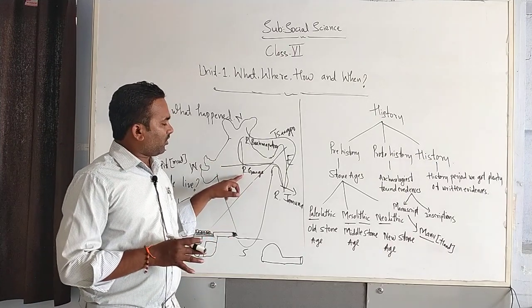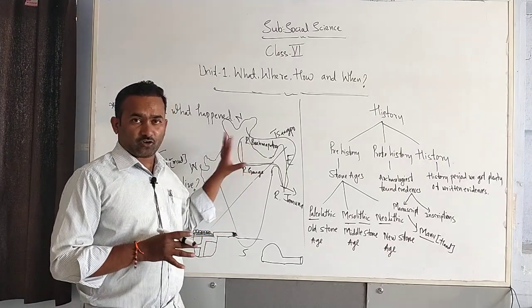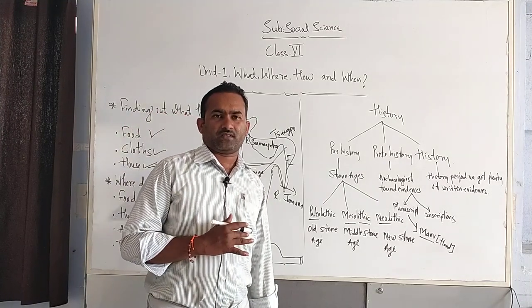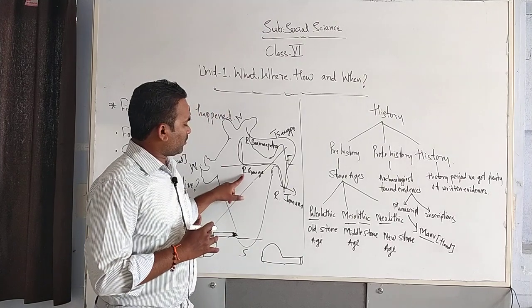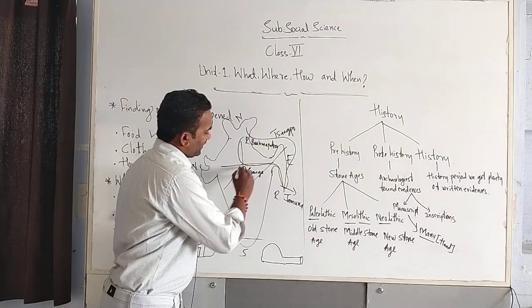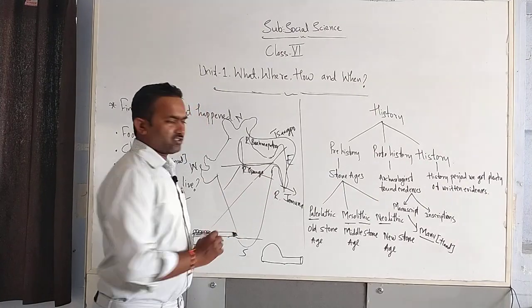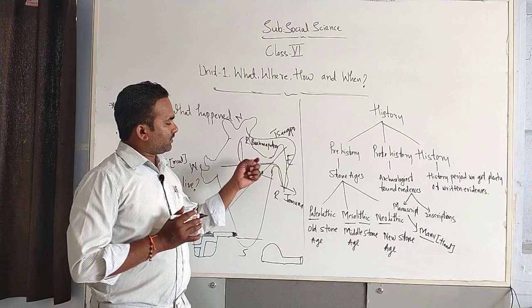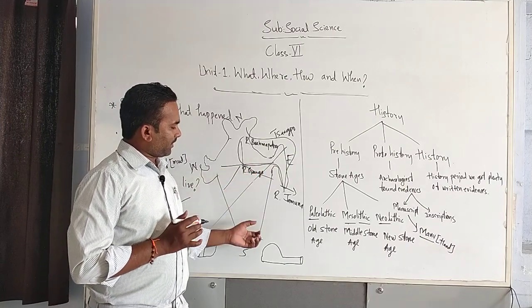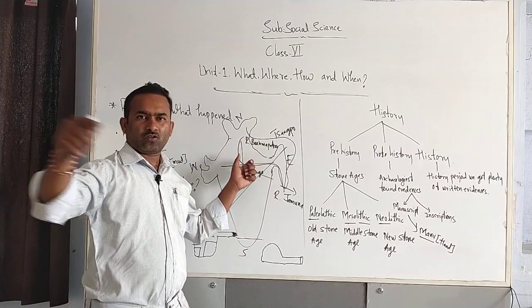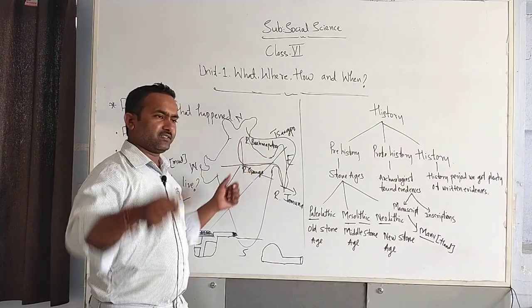Second point, why did they settle near the river only? Because every day they will get plenty of water. Because of that. And near the Ganga river, the land is very fertile, as we can see here. So this is why the people settled near the river only. So this is what we can see here.